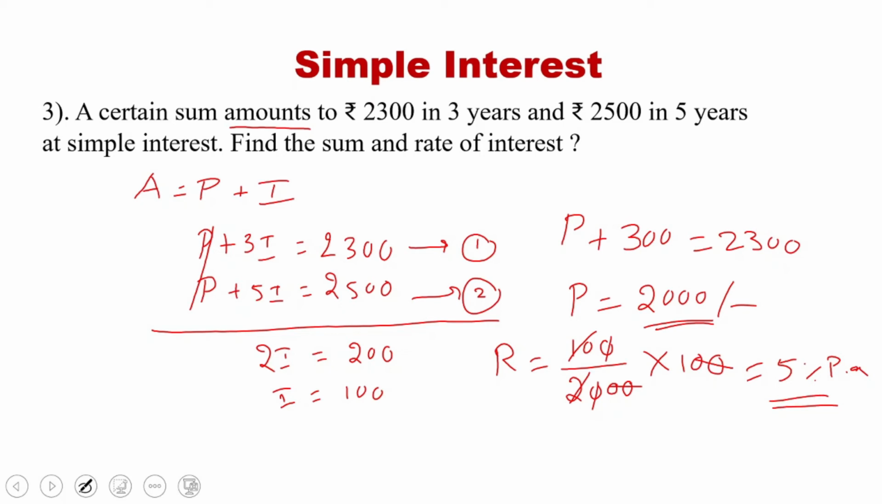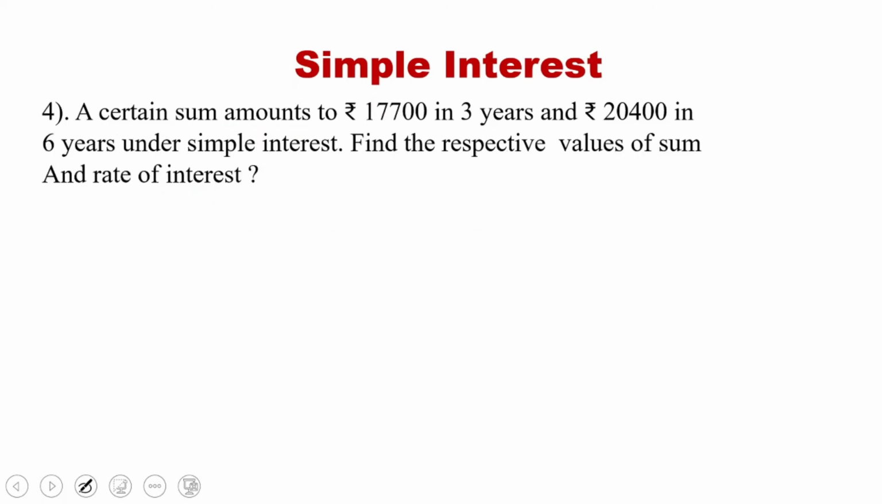Let us move to the next question. A certain sum amounts to 17,700 rupees in 3 years and 20,400 rupees in 6 years under simple interest. Find the respective values of sum and rate of interest. Now see, amount means principal plus interest. So here P plus 3 years interest. So P plus 3I equal to 17,700.